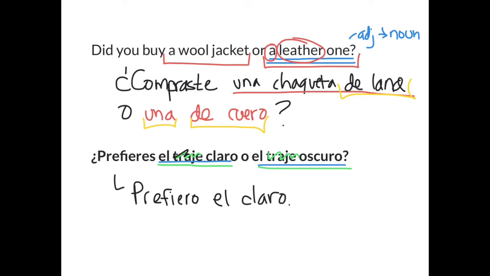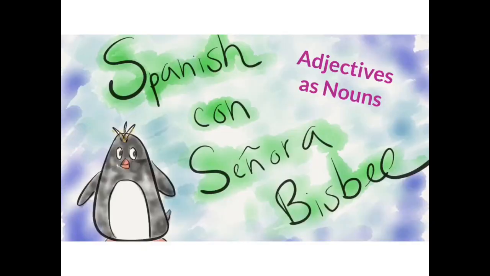So by crossing out traje here, I was able just to take the leftovers and move it into my new reply. So don't be afraid to mark up your sentences to help keep straight what you need to move into the new reply to use that adjective as a noun. So I prefer the light colored one, el claro. And that's adjectives as nouns.